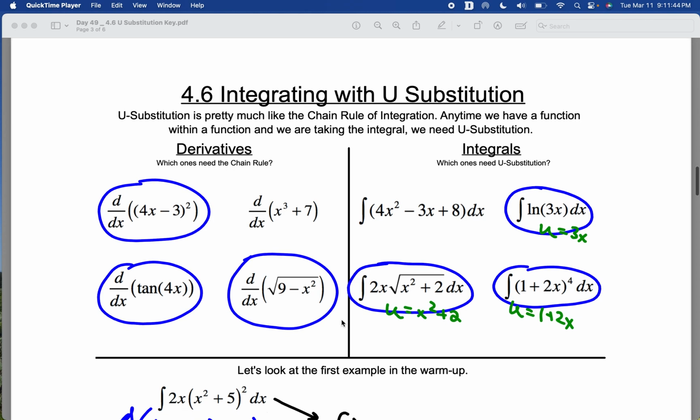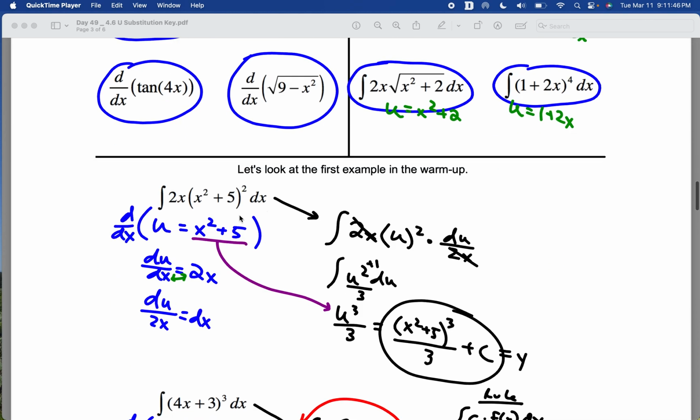Okay, so how the heck do we do that? Here, this is the one from the warm-up. This is something other than x to a power. So forget about this. We're going to look for whatever applies the chain rule, which in this case applies to U substitution. So the inner function is x squared plus 5. So that's what I'm going to set U to.